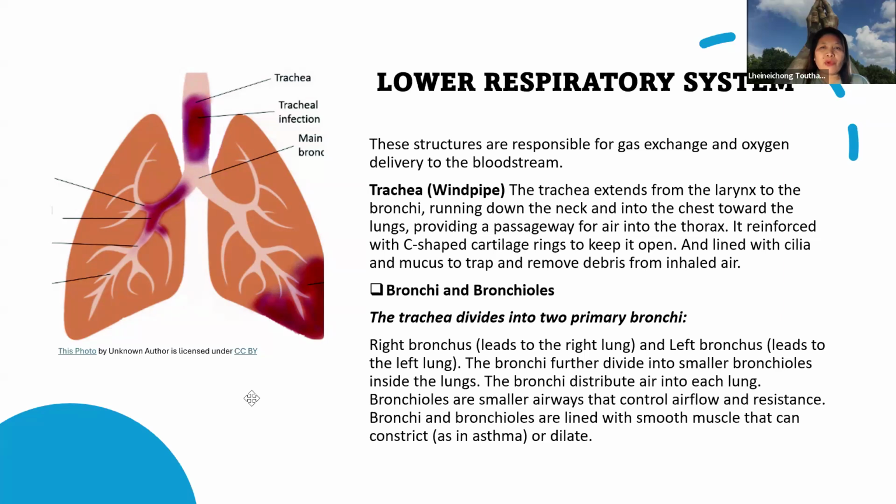And we also have bronchi and bronchioles, and these are divided into two parts, the right and left bronchus. The bronchi distribute air into its lung, the right bronchi to the right lung and the left to the left lung. And these bronchi and bronchioles are lined with smooth muscle that can constrict or dilate.